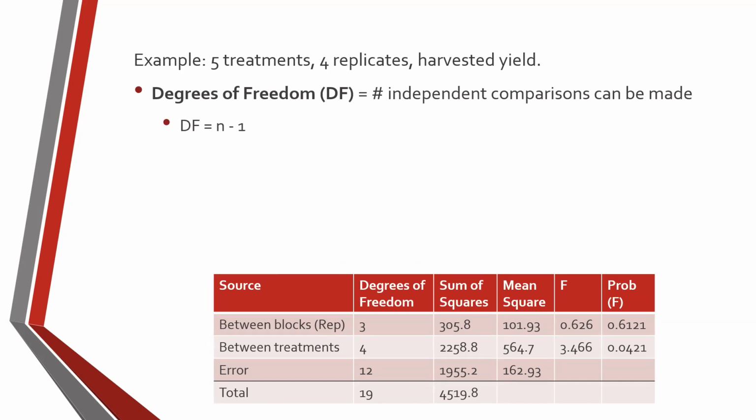The first column, first calculation here is degrees of freedom. That is the number of independent comparisons that can be made. It's a little tricky to define, but it's really the number of values in any final calculation that are free to vary. Really easy calculation for us here with the variance. It's just n minus 1. So for our 5 treatments, we have 4 degrees of freedom for the treatments portion.